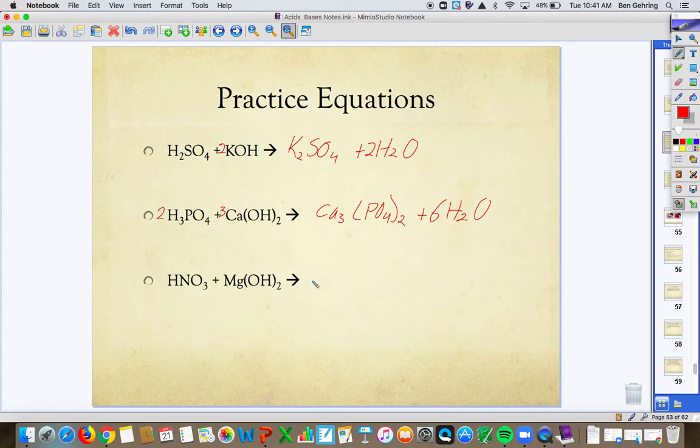My last one is nitric acid and magnesium hydroxide. So again, cross and flip your cations. So I'm going to have Mg(NO3)2, because magnesium has a charge of 2, I need 2 nitrates, plus water. I have 2 nitrates over on this side, I need 2 over here, which is going to give me 2 times 1 is 2 hydrogens, 2 times 1 is 2 hydrogens, 2 plus 2 is 4, and 2 times 2 is 4. So that should balance out that one. So those are neutralization reactions. They are double replacement. You've done those, but that's just a quick review.